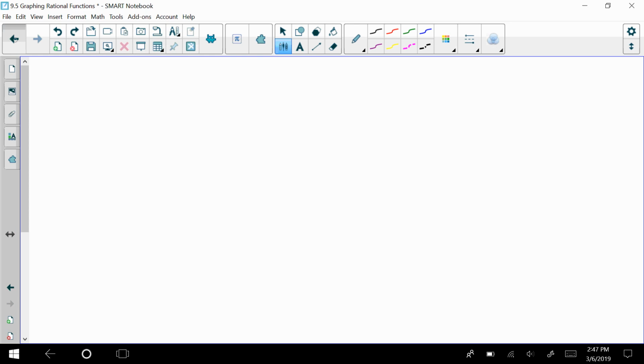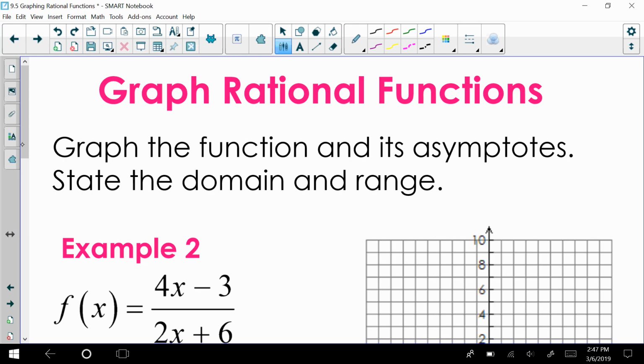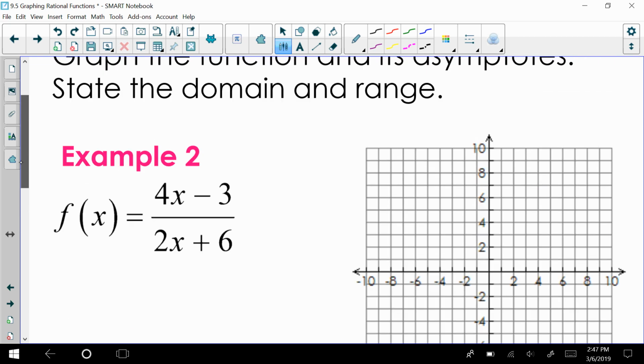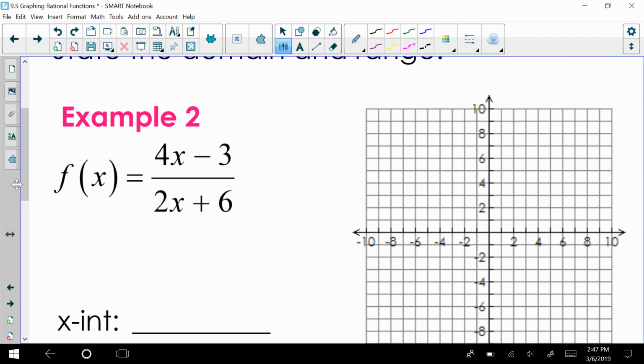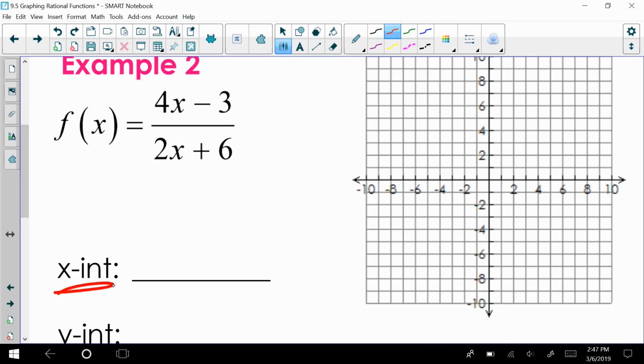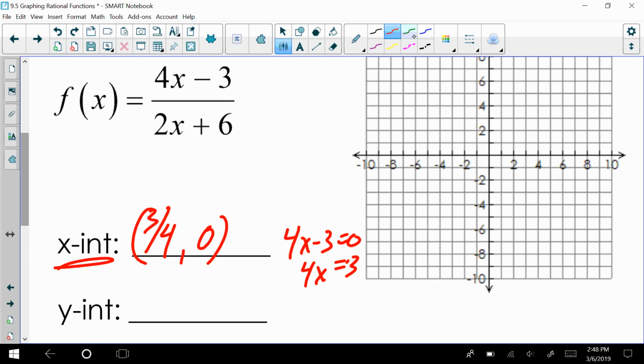So here we have graph. It looks like the same direction, same setup. You should pause the video right now and get this set up. All right, now that you've gotten that all set up, first thing I want to do is find the x-intercept. For the x-intercept, I take the top and I set it equal to 0. So this is 4x minus 3 equals 0. That's 4x equals 3. That means my x value is 3/4. My y is 0. There's my intercept.